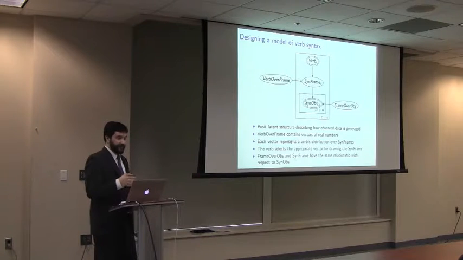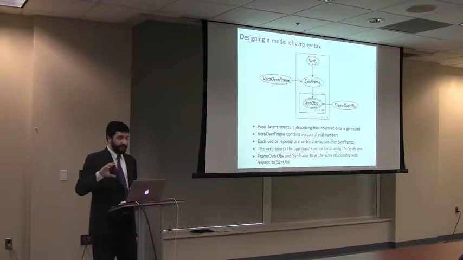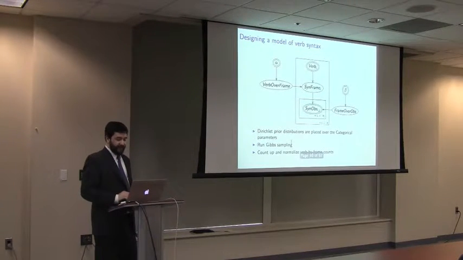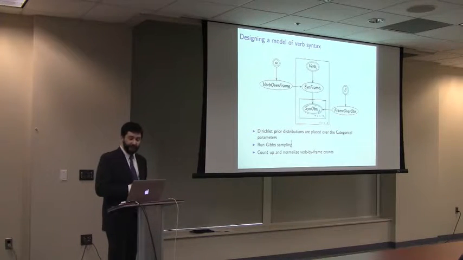Now this is very similar to latent Dirichlet allocation. If you think of the syntactic frame as being the concept and the syntactic observation as being like words, you get something very similar. And of course, it needs to have priors on these distributions so that we can do Gibbs sampling for inference, and then we just count up and normalize the verb-by-frame counts to get our distributions over frames for each verb.